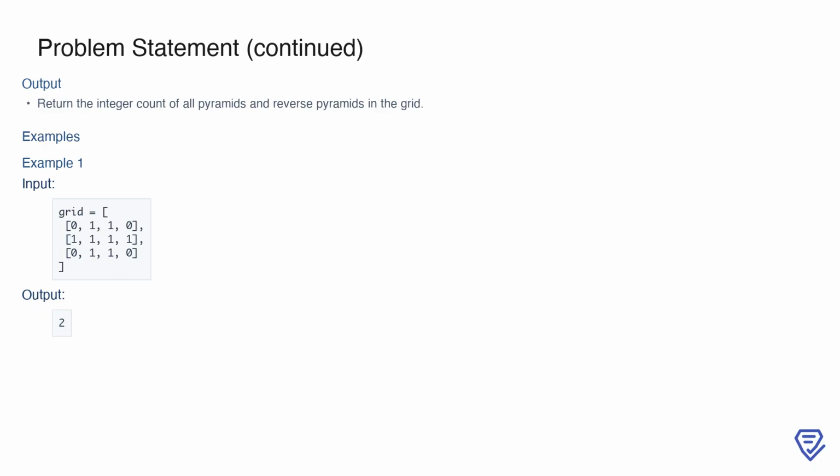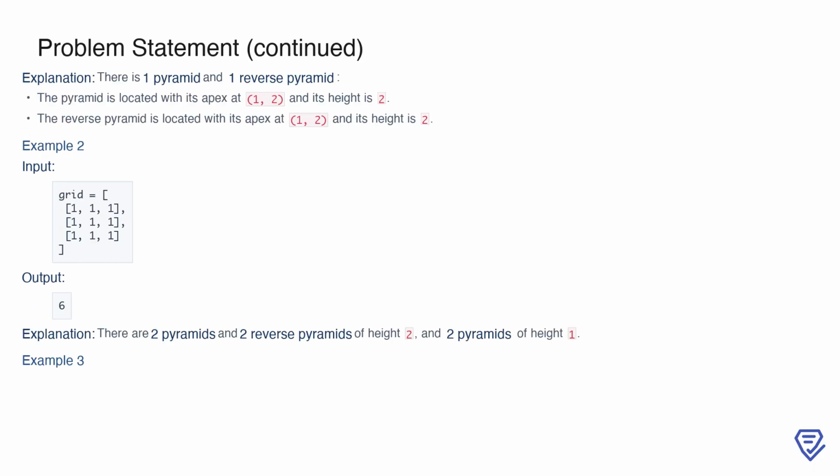Let's go through an example to better understand the problem. Suppose the input grid is as follows: 0, 1, 1, 0 / 1, 1, 1, 1 / 0, 1, 1, 0. In this case, the output would be 2. This means there are 2 pyramids or reverse pyramids present in the grid. We'll now explain why this is the case. In this grid, there is 1 pyramid and 1 reverse pyramid.